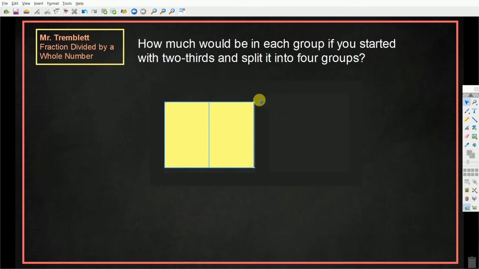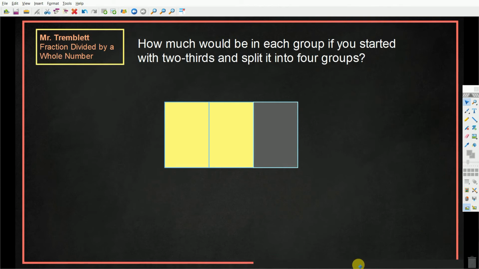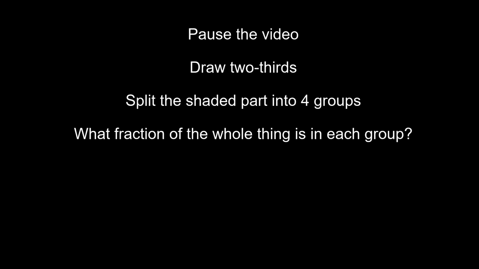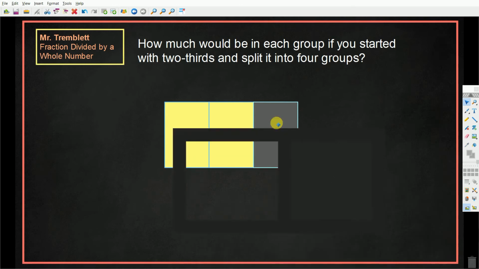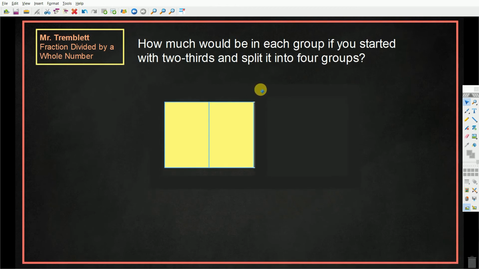For the second question we're going to look at, it's asking us how much would be in each group if we started with 2/3 and split it into 4 groups. Okay, so if we take a look at the 2/3 that we have drawn here, we're going to focus in on just the shaded part, and we're going to split it into 4 groups.